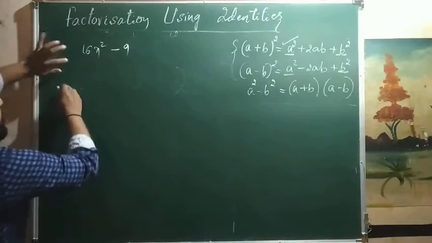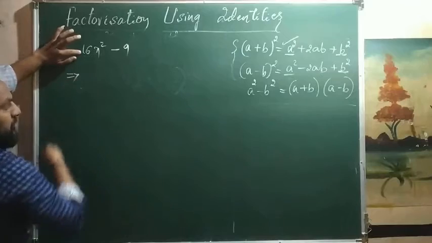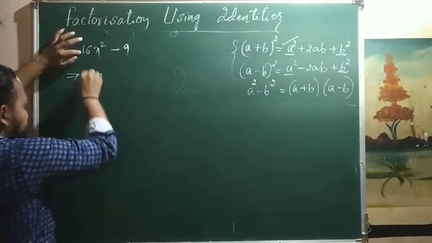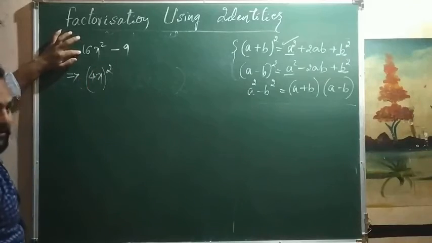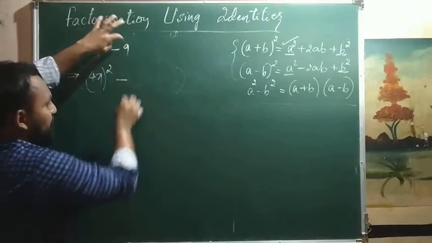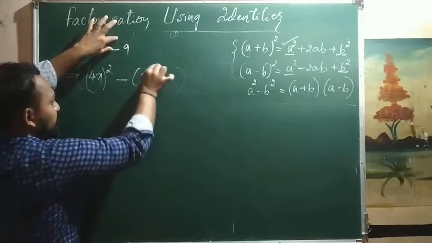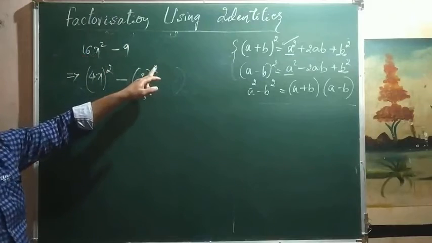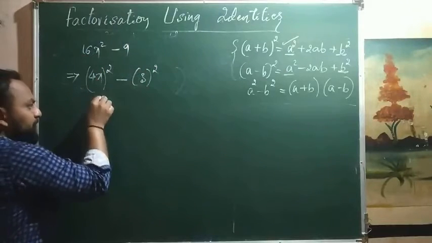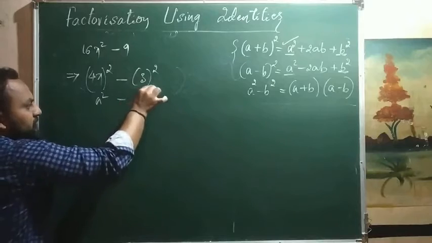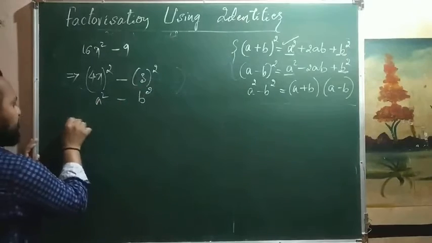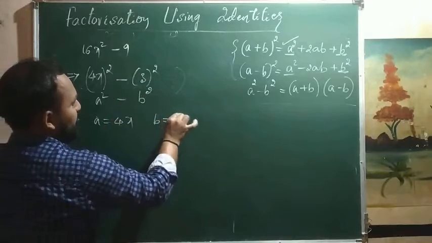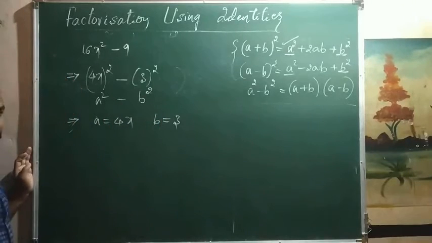Here, the square root of 16 is 4, the square root of x square is x, minus the square root of 9 is 3. It can be written as 3 square. So 4x square minus 3 square means a square minus b square. It means a is equal to 4x and b is equal to 3.